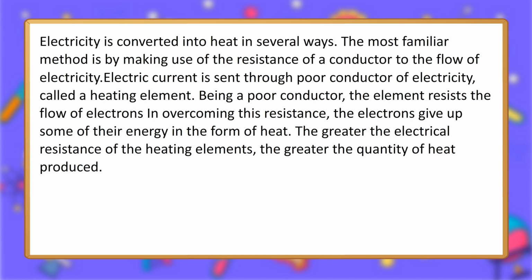Electric current is sent through a poor conductor of electricity, called a heating element. Being a poor conductor, the element resists the flow of electrons. In overcoming this resistance, the electrons give up some of their energy in the form of heat. The greater the electrical resistance of the heating elements, the greater the quantity of heat produced.